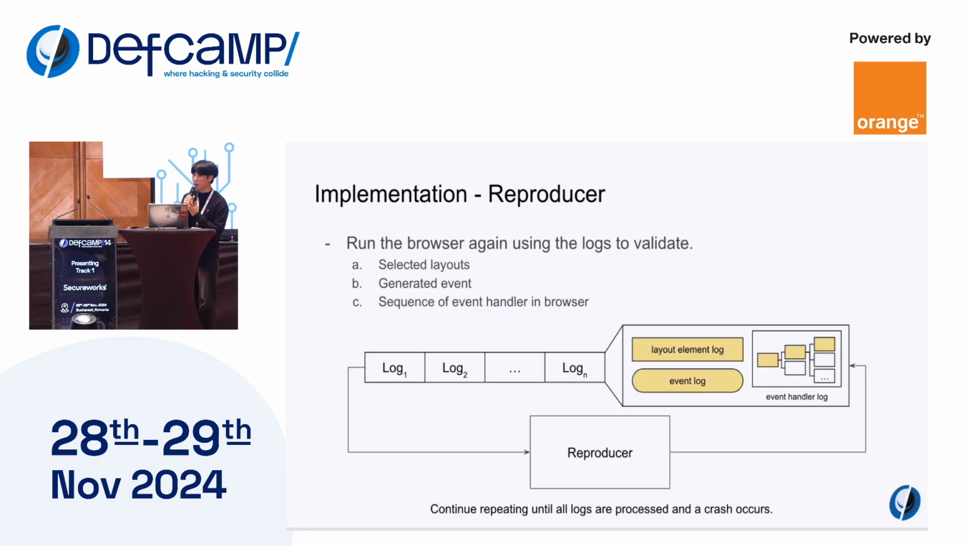So that's it. We repeat this process until all the logs are processed and the crash occurs. Additionally, there are minor adjustments made when reproductions fail, such as increasing the timing between specific inputs or removing meaningless inputs to make the logs smaller. And using this system, we can successfully reproduce the bugs found during fuzzing.